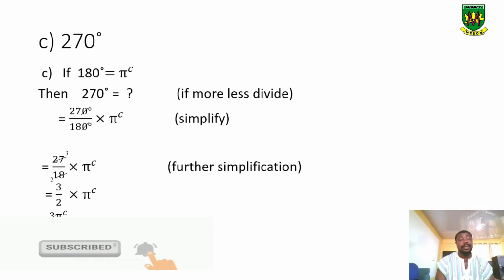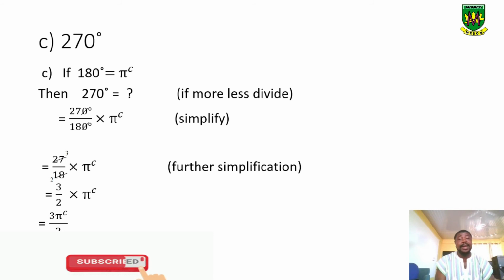270 degrees. Now, if 180 degrees is equal to pi radians, then 270 degrees will be equal to what? This time, 270 degrees is more than 180 degrees. Therefore, we use the idea of if more, less, divide. So we have 270 degrees divided by 180 degrees times our pi radians.